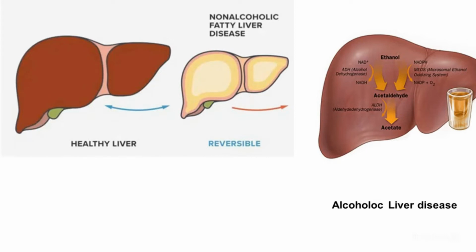There are two main forms of fatty liver disease. First one is alcohol-induced fatty liver disease. Alcohol-induced fatty liver disease is caused by heavy drinking. About 5% of people have this form of liver disease. The second is non-alcoholic fatty liver disease. Non-alcoholic fatty liver disease occurs in people who are not heavy drinkers.